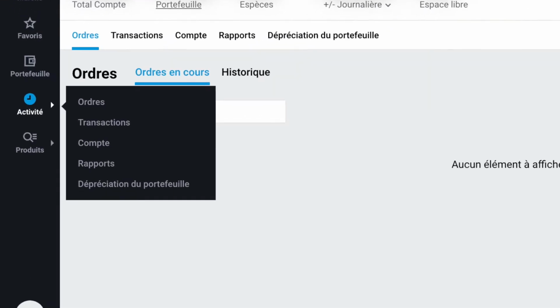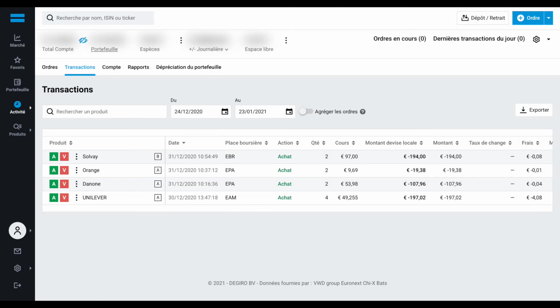Next up is the activity tab. This is a basic summary of all the orders, transactions, and movements that took place in your account. For example, in account statement, you will find all the financial transactions such as fees and dividend payments of your account.